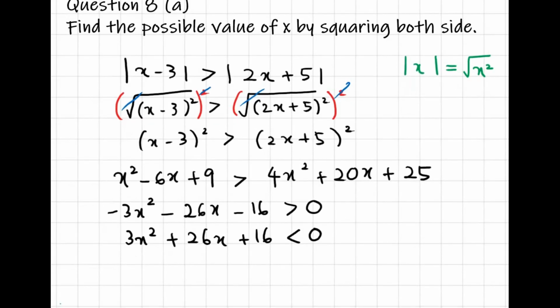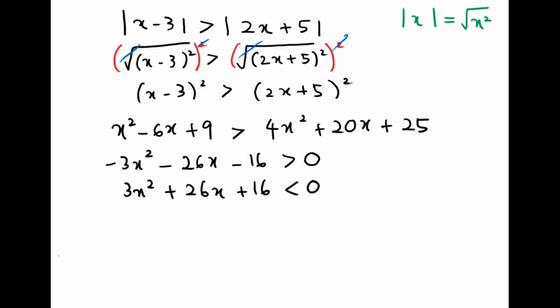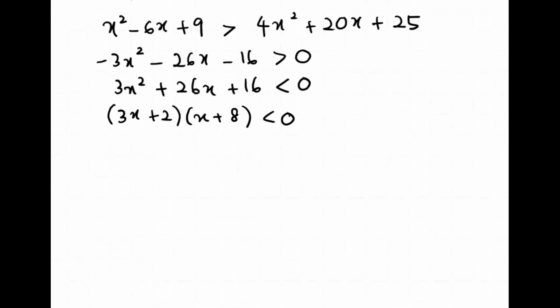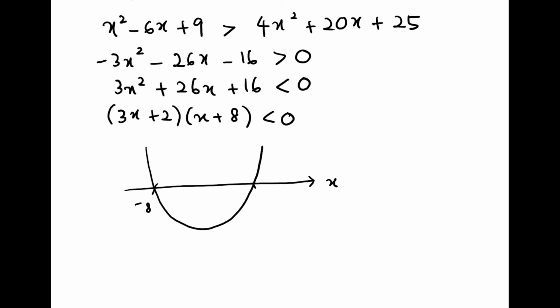By factorization, I will get (3x plus 2) multiplied by (x plus 8) is less than 0. So I have two linear factors there, and I just need to draw the graph. By the graphical method, I will have a quadratic graph. So it is a smile graph, with a root at -8 and another root at -2/3.